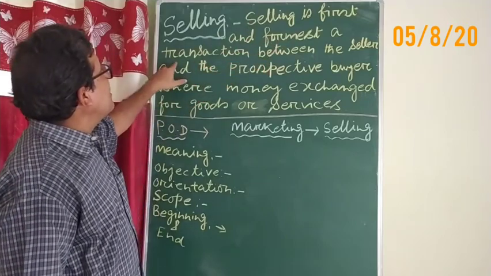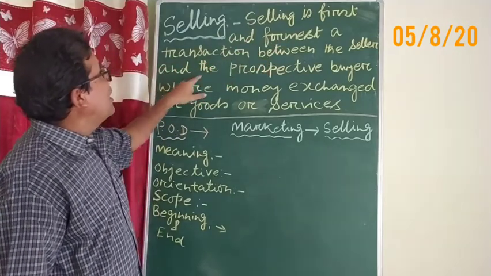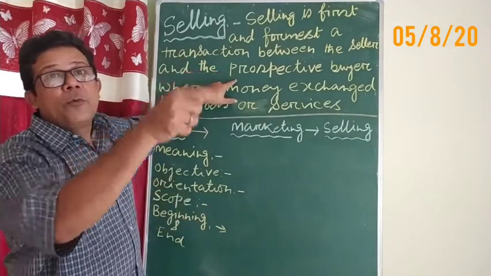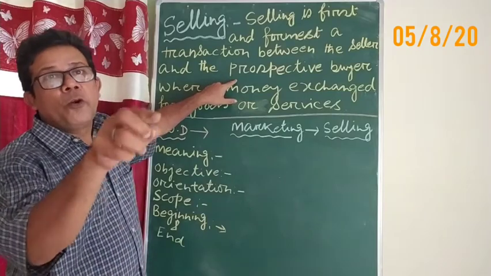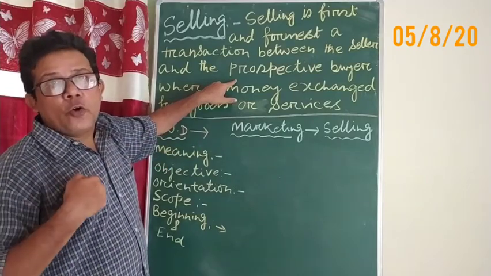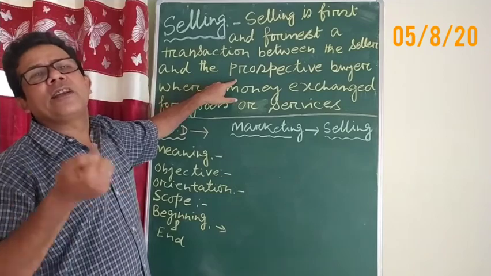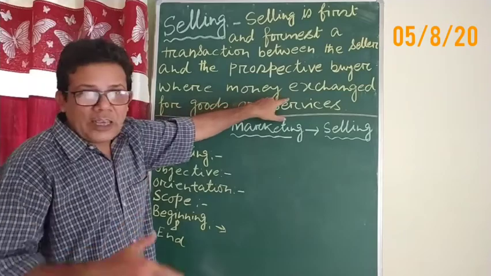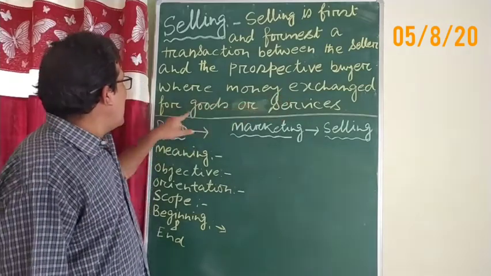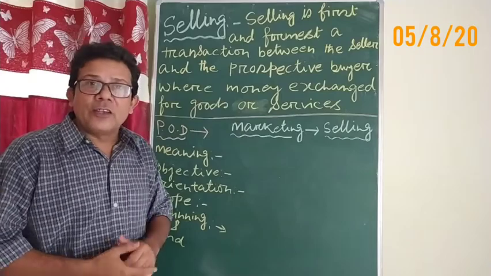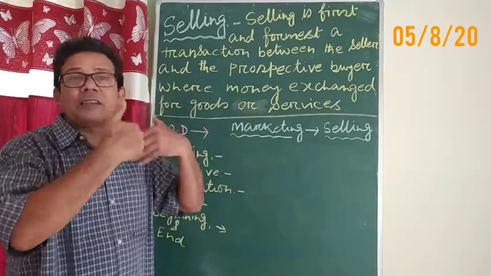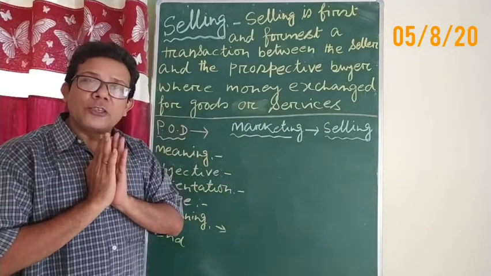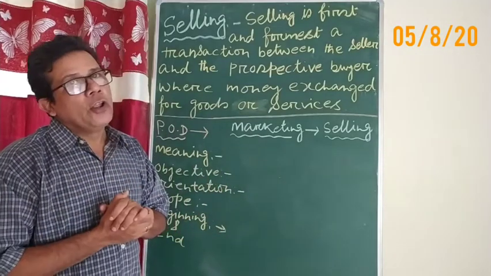Selling is first and foremost a transaction between the seller and the prospective buyers. I told you, a transaction between you and Poonam Bhaiya. Poonam Bhaiya is a seller. You are a prospective buyer, or you can say a buyer, whatsoever might be. Where money is exchanged, here also money is exchanged, you gave the money to Poonam Bhaiya for goods or services. So money is being exchanged for goods and services. As the money is being paid to him, the ownership is also being transferred. That is what is called selling.